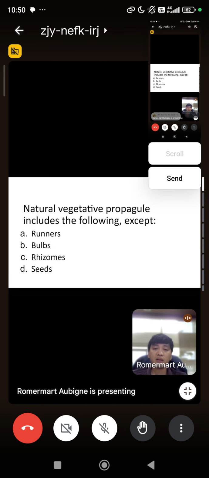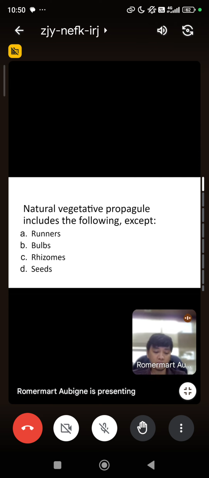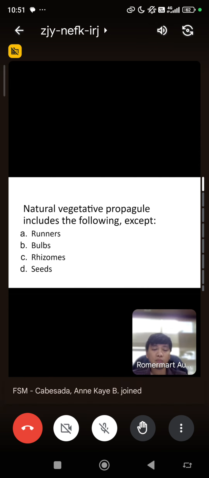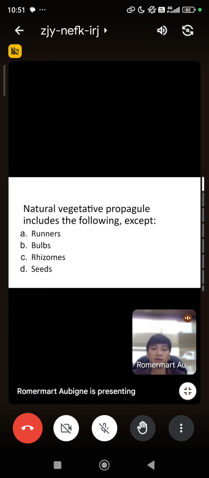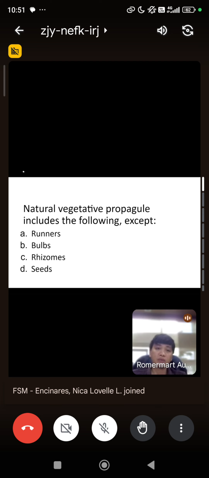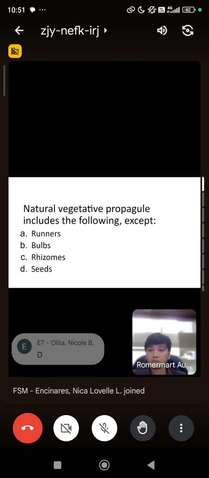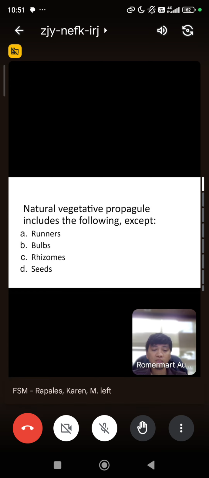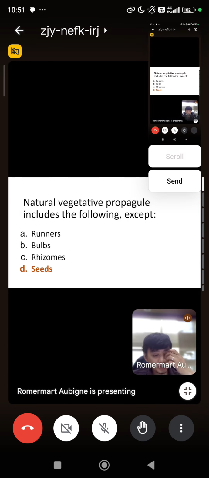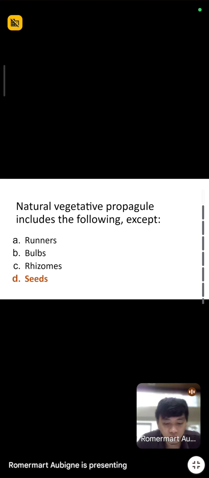Next, natural vegetative plant propagule includes the following, except: A. Runners, B. Bulbs, C. Rhizomes, D. Seeds. Ano pong sagot natin dito? Natural vegetative propagule includes the following except... Okay, the correct answer is letter D. Seeds. Seed is not a natural vegetative propagule.